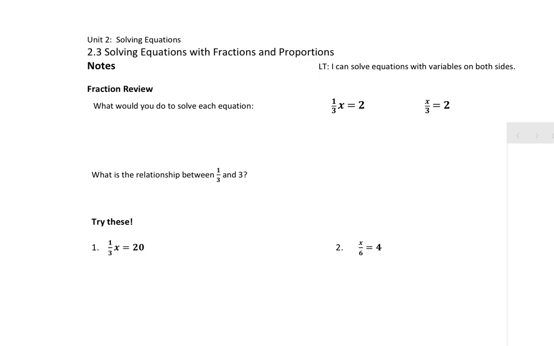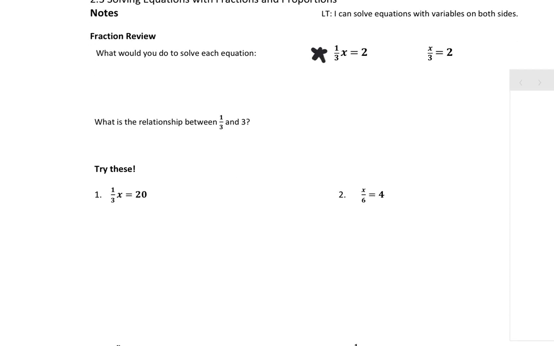So the equations that we're talking about, I'm going to start them right here. This is the first equation that we're going to solve, and this is the second one we're going to try and solve. What would you do to try to solve this equation first? Well, remember, the goal is always to solve for x. And if I'm going to solve for x, I need to make sure I isolate x. I have x all by itself on one side.